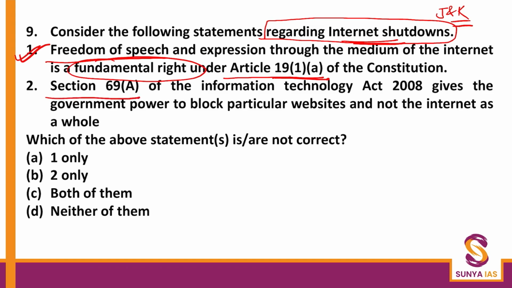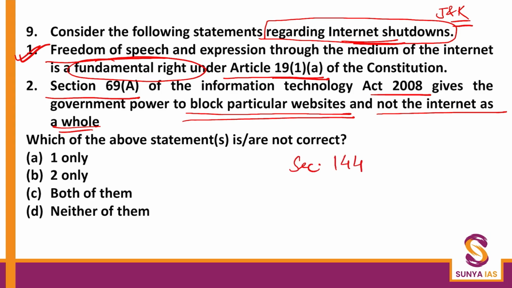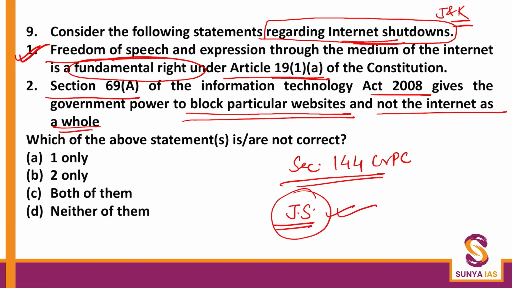Statement number 2, Section 69A of the Information Technology Act gives the government power to block particular websites and not the internet as a whole. Yes, class. Even under Section 144 of CrPC, in an unavoidable circumstance, the order can be issued by an officer of at least joint secretary level, authorized by the union or state home secretary. That person can only authorize the shutdown of particular websites and not the internet as a whole. Therefore, the statement is also right. Which of the above statements is not correct? Both of them are correct. Therefore, correct answer should be D.